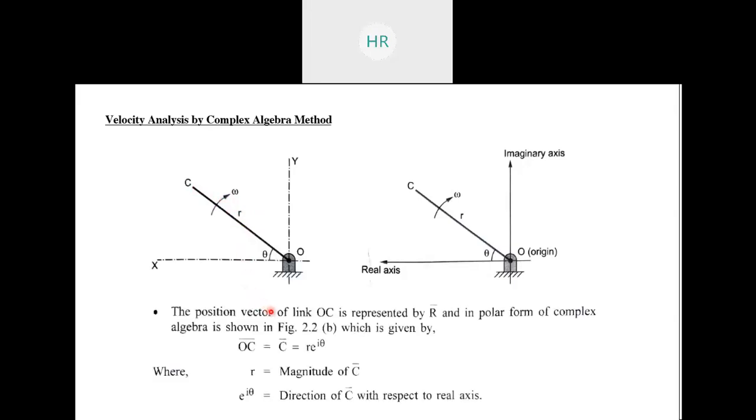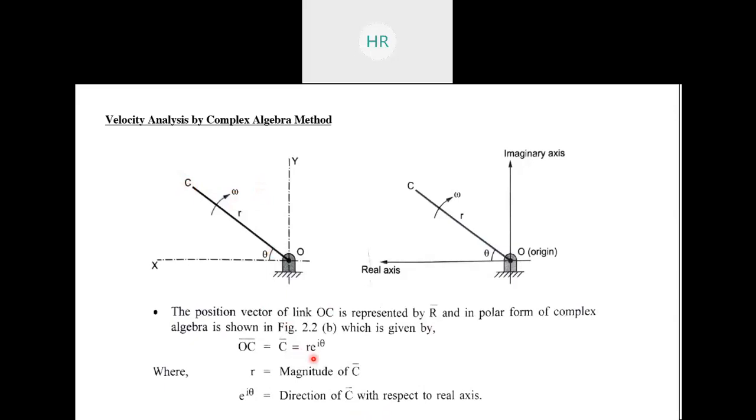So the position vector of link OC, આ જે link OC છે તેનો position vector is represented by r bar, and in complex algebra આપણે previous slide માં જોયું છે, this vector is represented by r into e raised to I theta. This vector C or vector C with respect to O કંઈ પણ કહી શકાય છે, is equal to r e raised to I theta, in which r is the magnitude of this vector and e raised to I theta is the direction of C with respect to real axis.